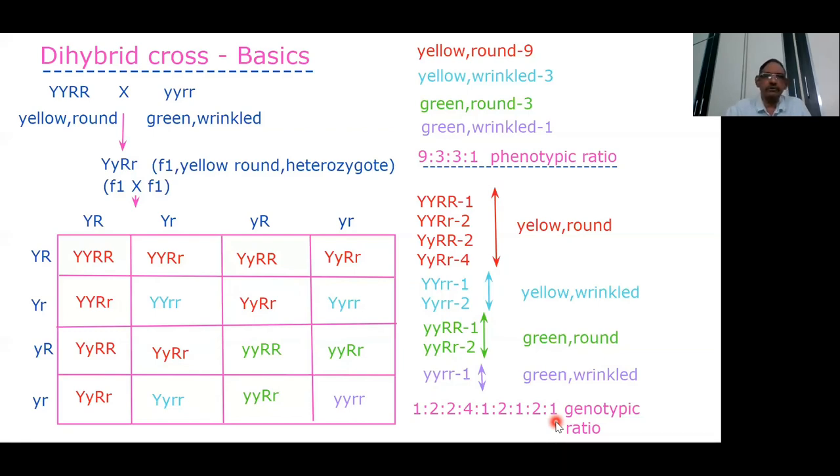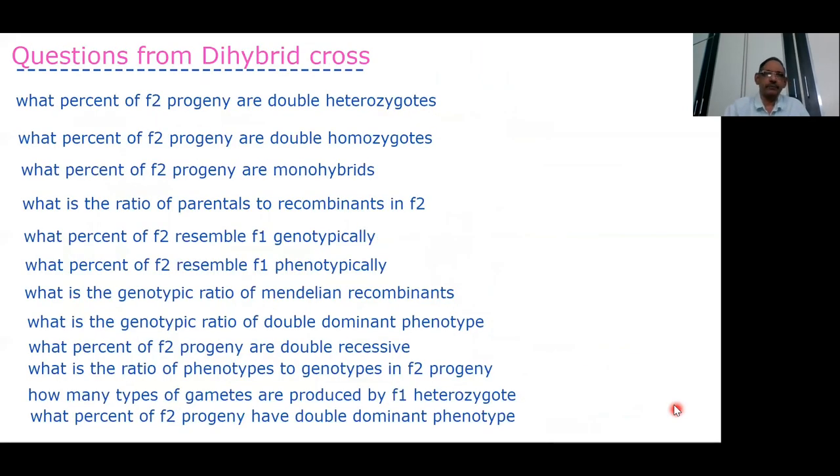We will now switch over to a few important questions that are often raised on the basis of this data. I will take you to another screen in which the questions are given. These are the questions, some important questions for the NEET examination. I have framed these questions as short questions, and I will also give answers very shortly for each one of them. The first question goes like this: what percent of F2 progeny are double heterozygotes?